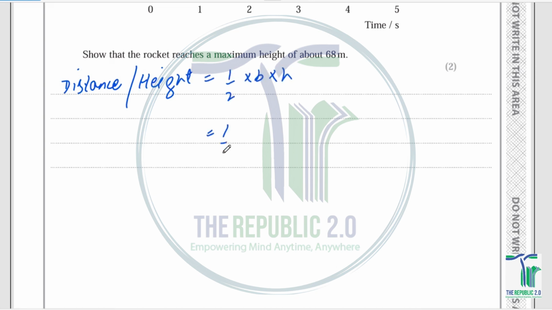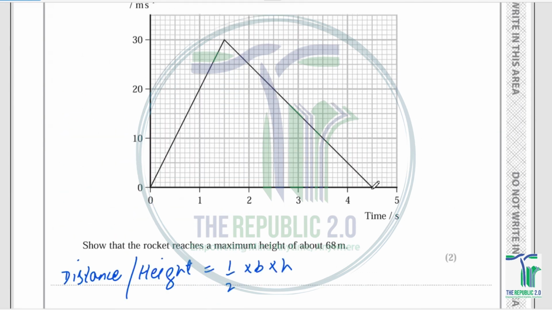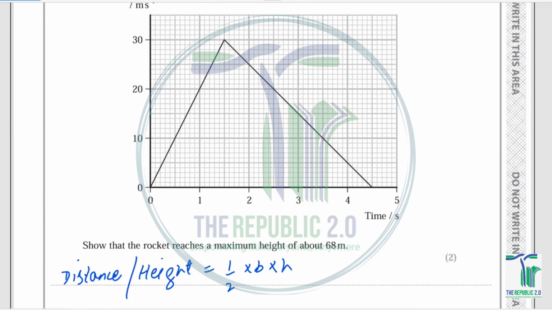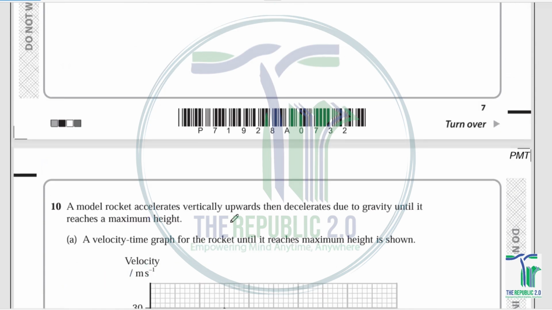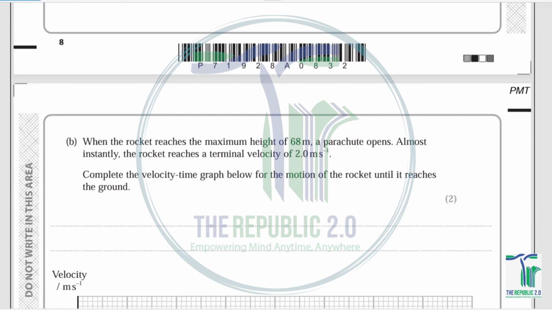Now we can see that the base, if you measure it down, is approximately 4.5. So you've got 4.5 times the height of the rocket, which is something like 30. And when you solve it, 2 times 15, 15 times 4.5, has to be something like 67.5 meters. So you can see that the total height covered by the rocket is approximately 68 meters. Now we'll get to the next question.